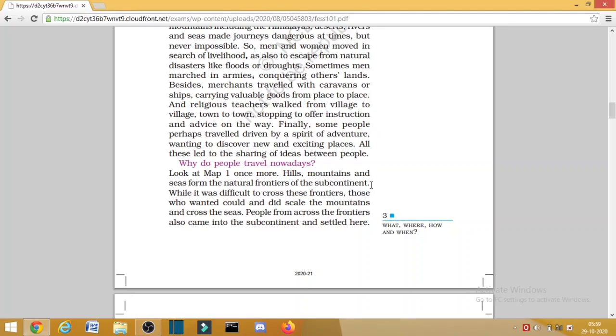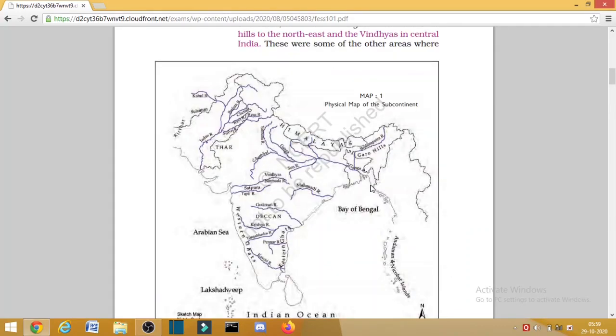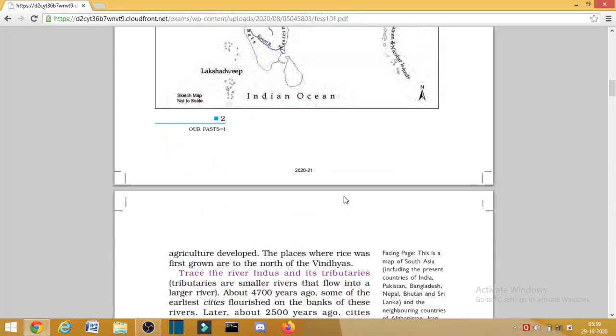So let us see the map of India on page number 2. There, hills and mountains, the Himalaya mountain, and different hills are there. Just have a look here. Okay, now let's go back again to page number 3.